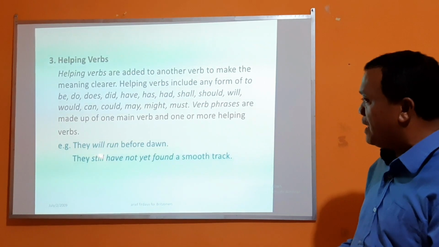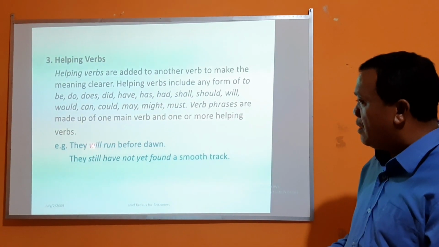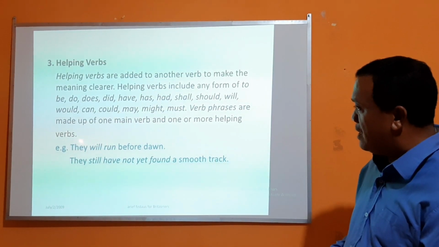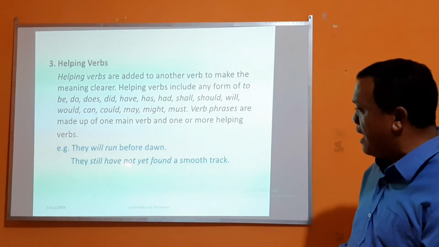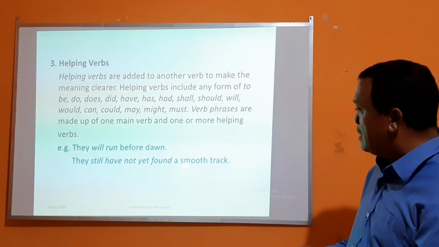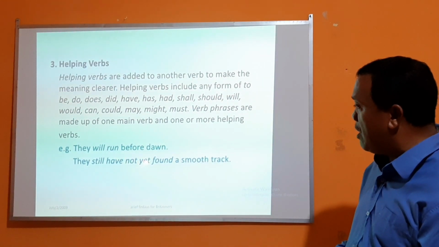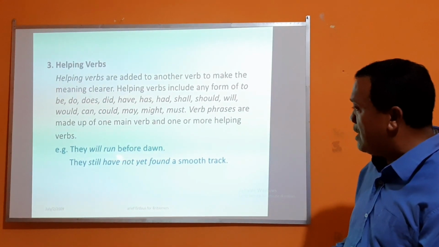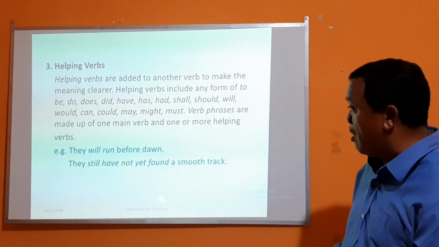Example, they will run before dawn. Which one is helping verb here? Will. And then the second example, they still have not yet found a smooth track. Have not found. Which one is helping verb here? Have. In this case, in negative, not.